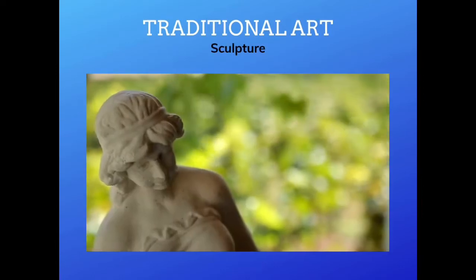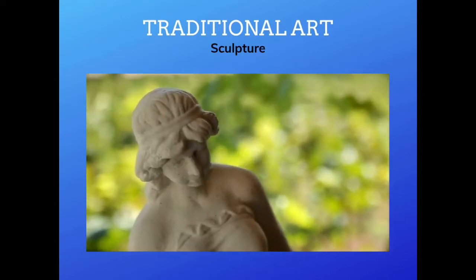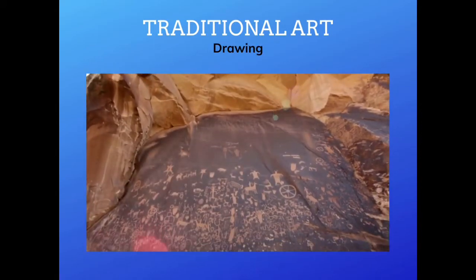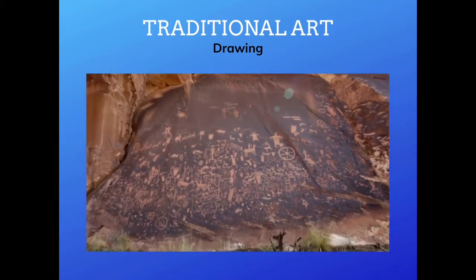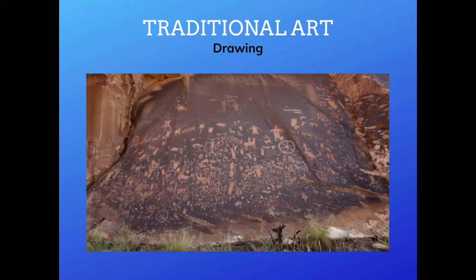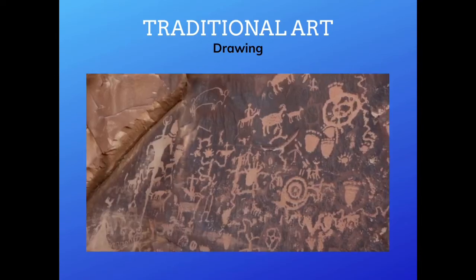Sculpture is the art of carving or building shape. The statue is carved out of marble. Drawing has been around for a long time too. To draw, you use a pencil or marker, crayon, pen, pastel, or charcoal and make marks on paper. A drawing can be a quick sketch of an idea, or a drawing can be a finished artwork. The very first drawings were done on the walls of caves.